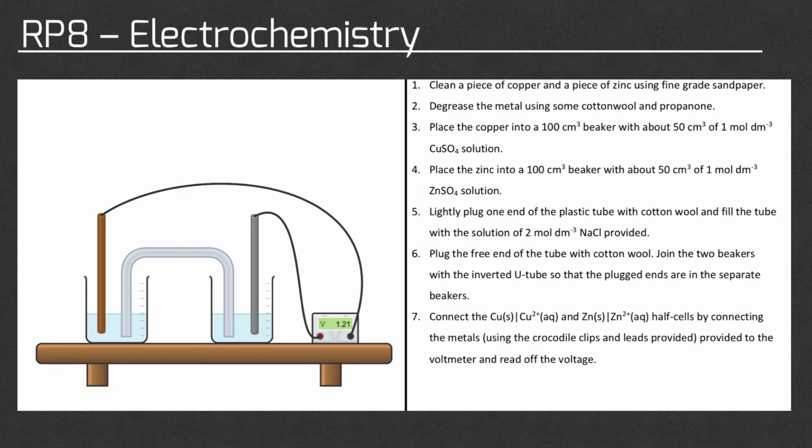You'd then lightly plug one end of a plastic tube with cotton wool and fill the tube with a solution of 2 molar sodium chloride. You'd then plug the alternate end of the tube with cotton wool and join the two beakers with this inverted U tube. So therefore we've made a salt bridge between the two beakers. You'd connect the half cells by connecting the metals using crocodile clips, attach them to a voltmeter and read the voltage of the cell.